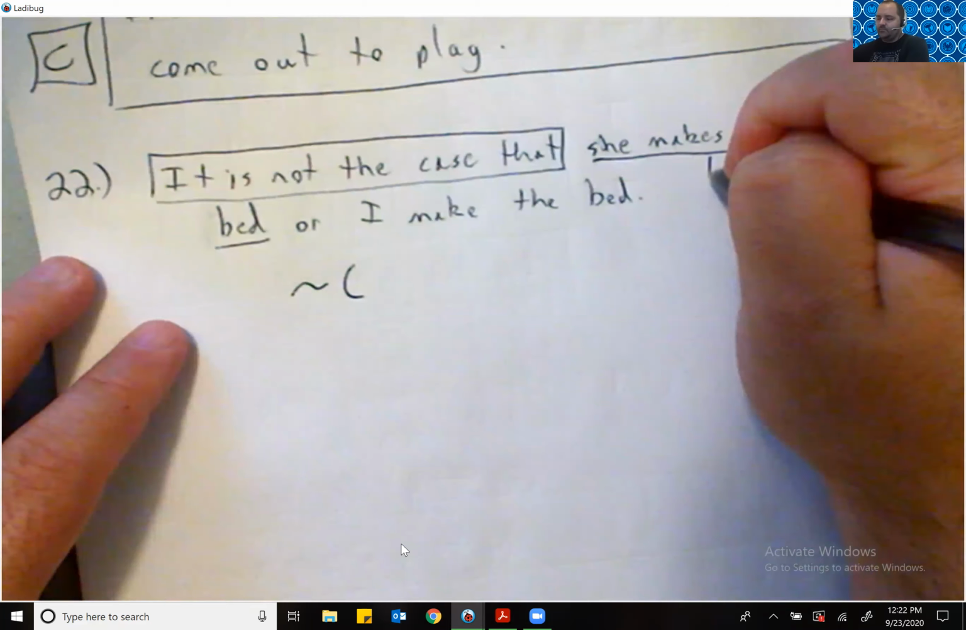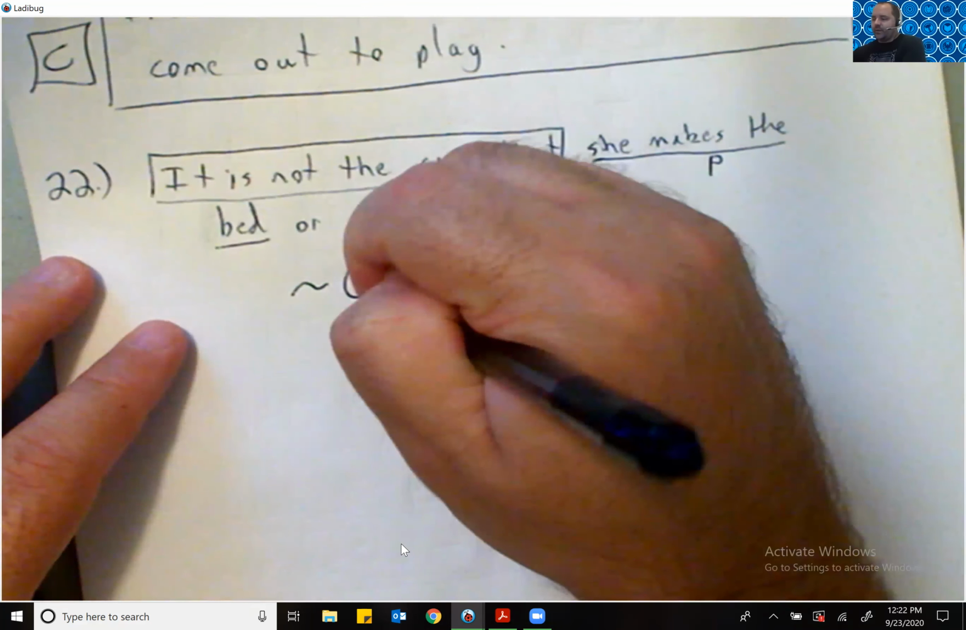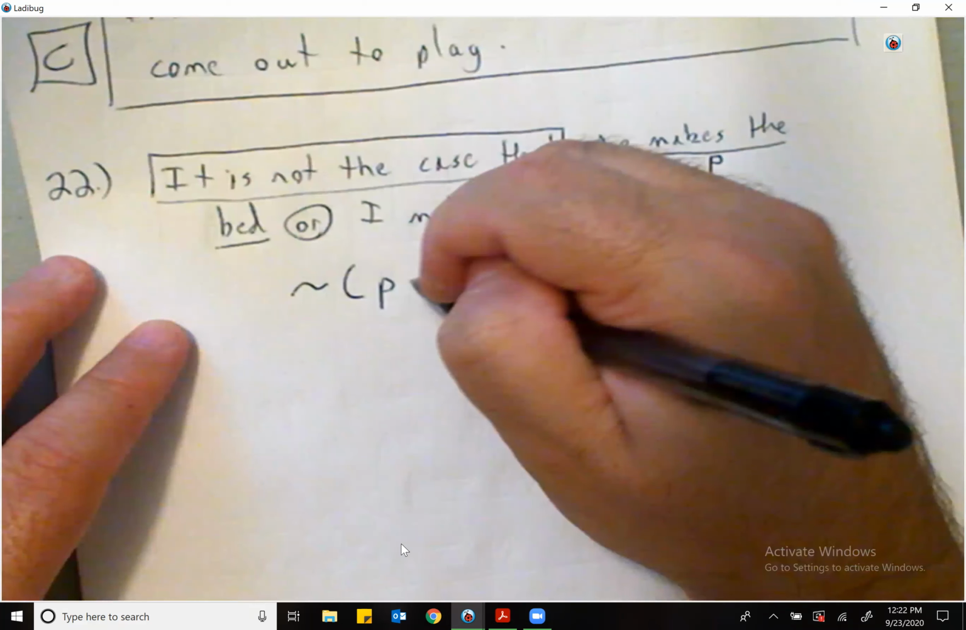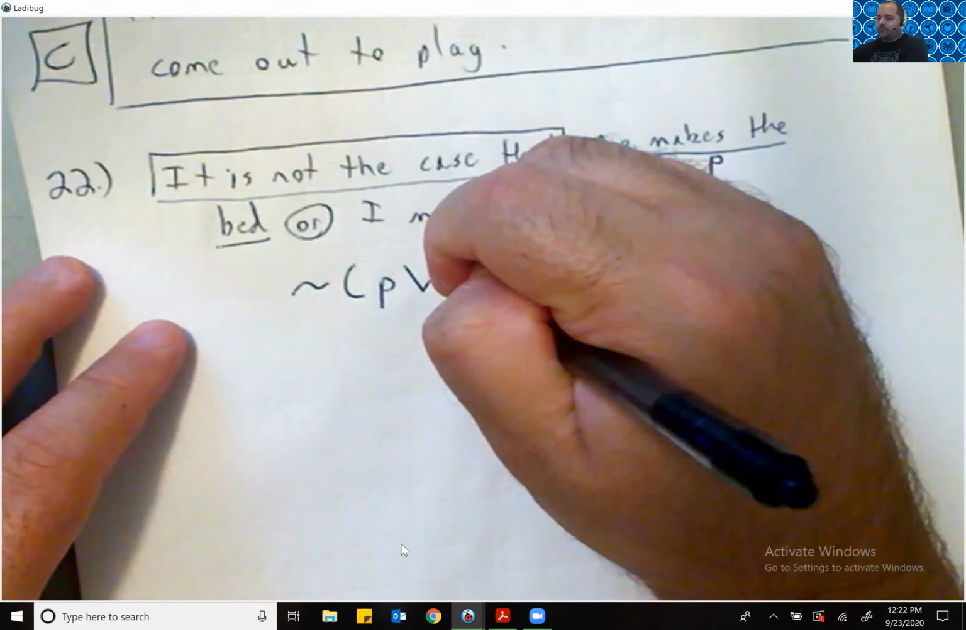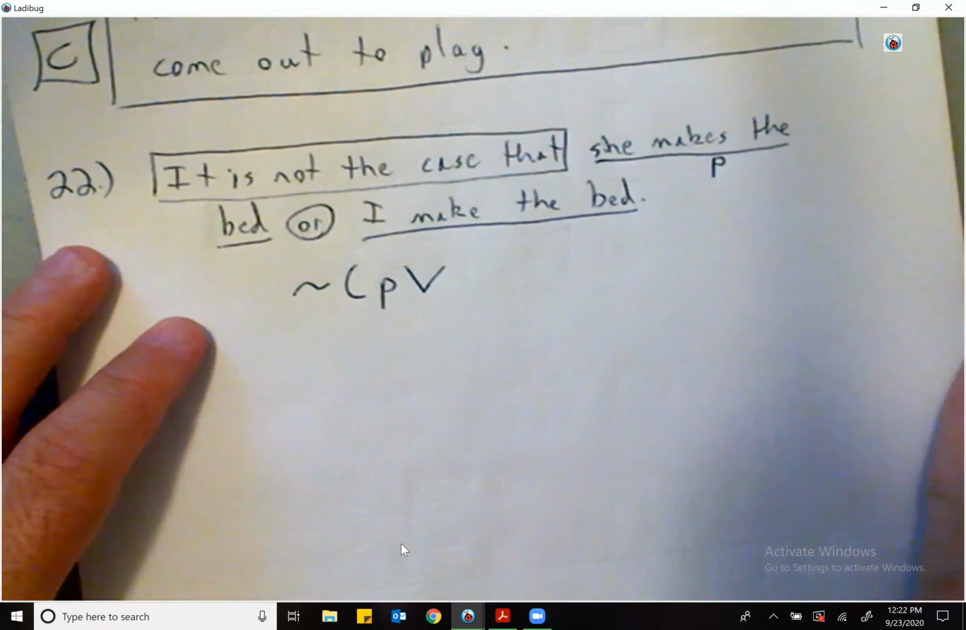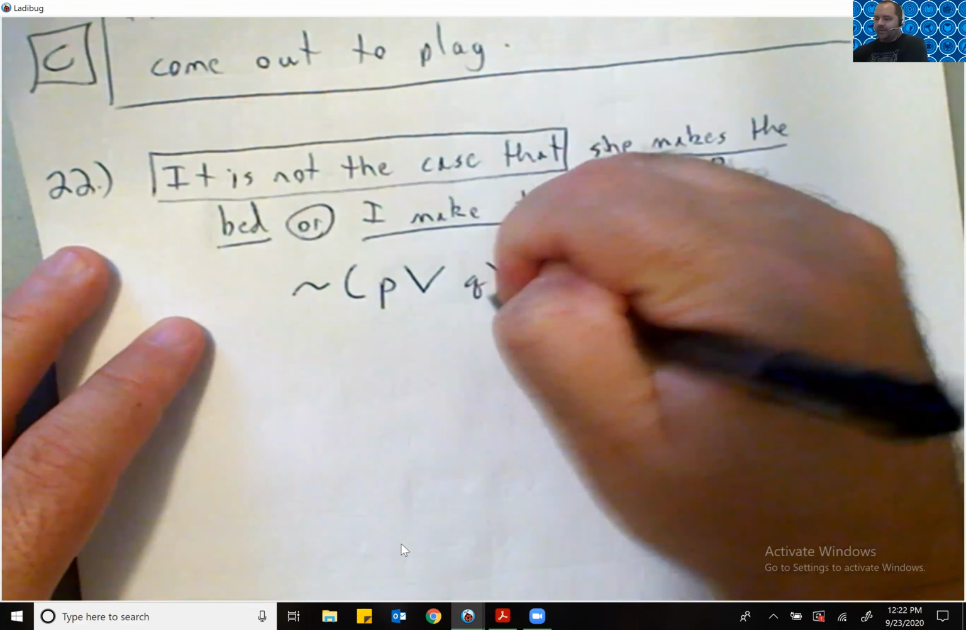So that's P. Oh, I see, or. So what do we put in there? The V looking thing, V. And then I make the bed. So that is Q. And there's what we're looking at.